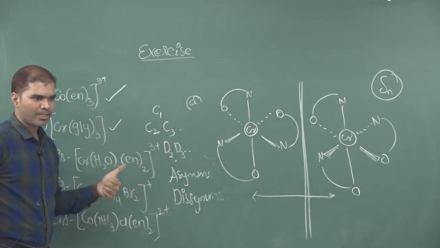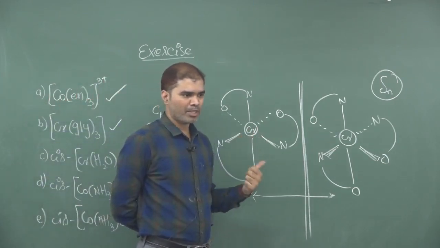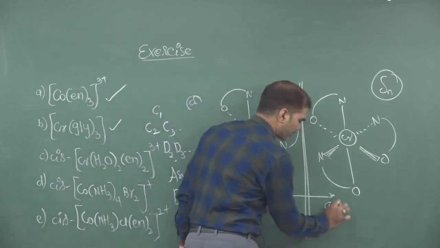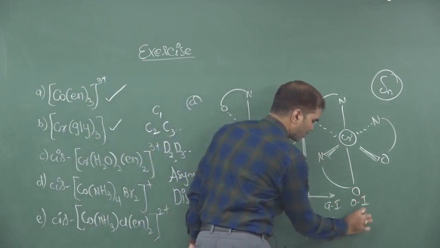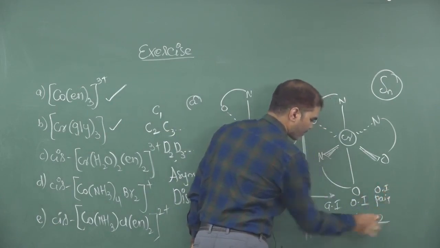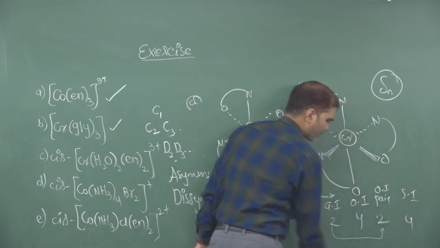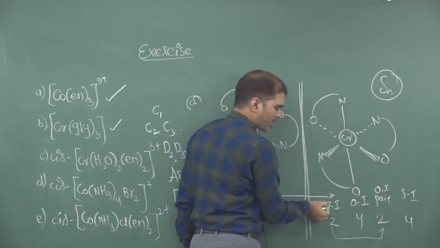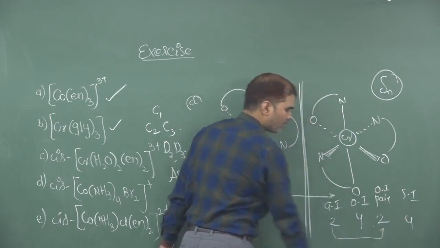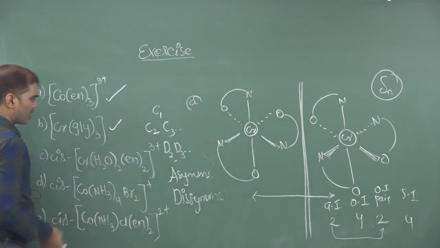How many optical isomers? 4 optical isomers. How many geometrical isomers? 2. How many optical isomer pairs? So what is the number of stereoisomers? 4. To get the number of stereoisomers, I asked you to add geometrical isomers and the optical isomer pairs. 2 plus 2 is 4. Right, so this is also existing as enantiomers.